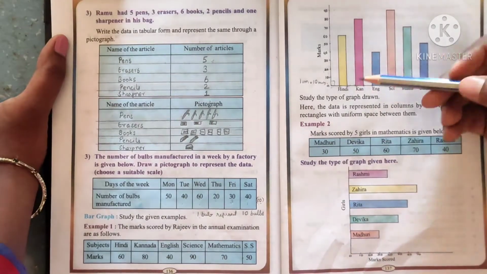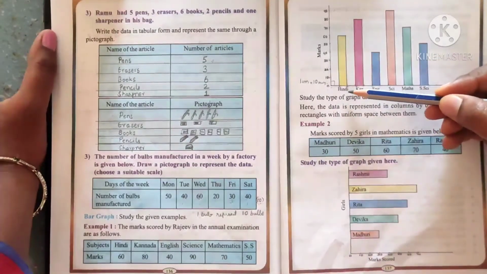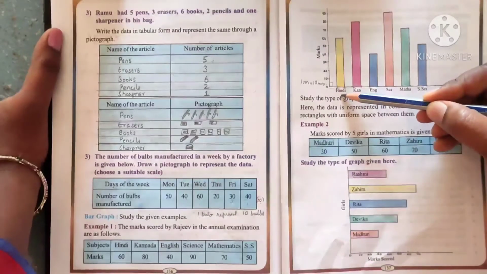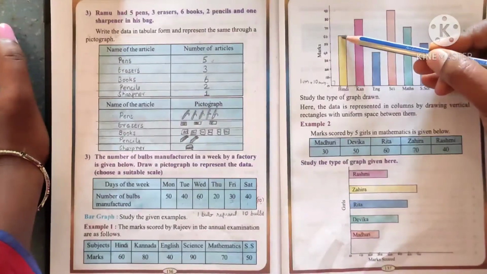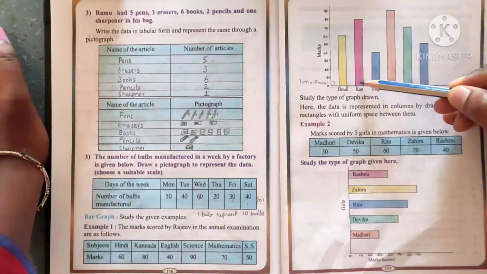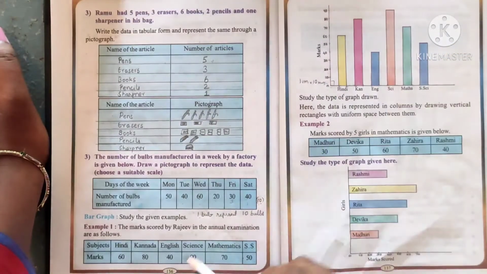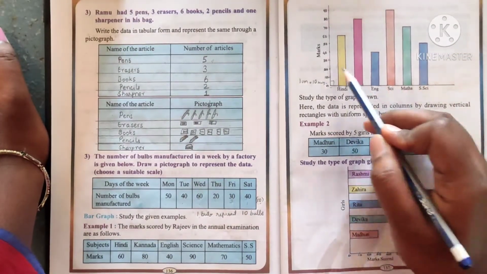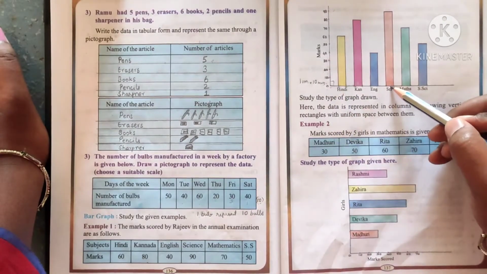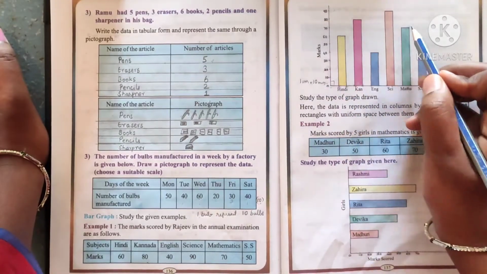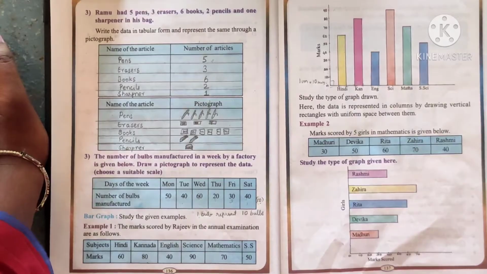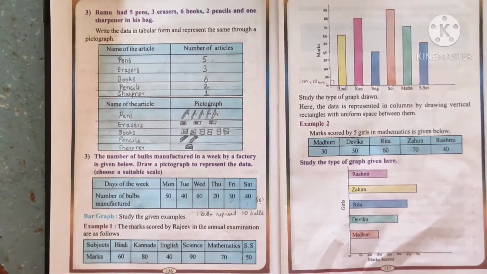Now here we can clearly see this yellow bar indicates the Hindi subject, and Rajiv has scored 60 marks. Easy. Kannada is the subject and 80 are the marks. Correct. English is the subject, 40 are the marks. Science is the subject, 90 are the marks. Same, maths 70. Social science 50. So this is how you draw a bar graph and represent the data by drawing columns either vertically or horizontally.